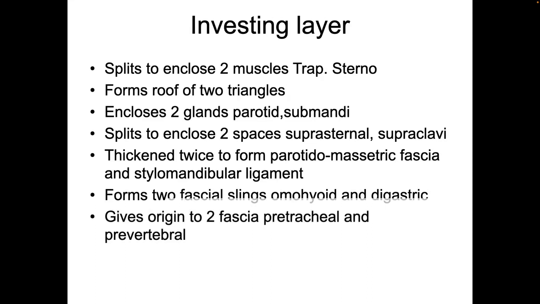It also gives rise to two other fascias, the pretracheal and the prevertebral. So, as we said at the start, deep fascia has three parts: the investing layer, the pretracheal and the prevertebral. It is said that the investing layer of the deep cervical fascia gives rise to the pretracheal and prevertebral fascia. So this slide is important, asked in MCQ as well as viva.